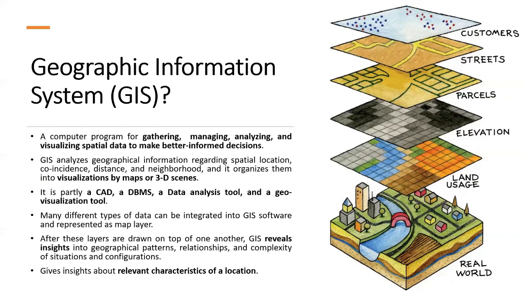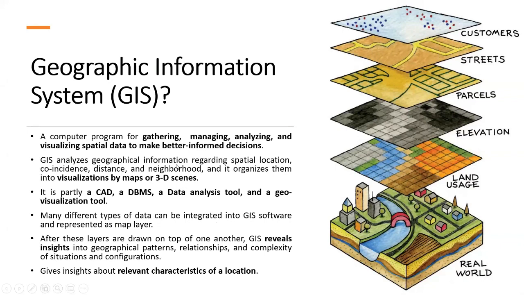What is GIS? GIS stands for Geographic Information System. It is a computer program for gathering, managing, analyzing, and visualizing spatial data to make better informed decisions. GIS analyzes geographical information regarding spatial location, coincidence, distance, and neighborhood, and it organizes them into visualizations by maps or 3D scenes. So, maps are very important in remote sensing and GIS.